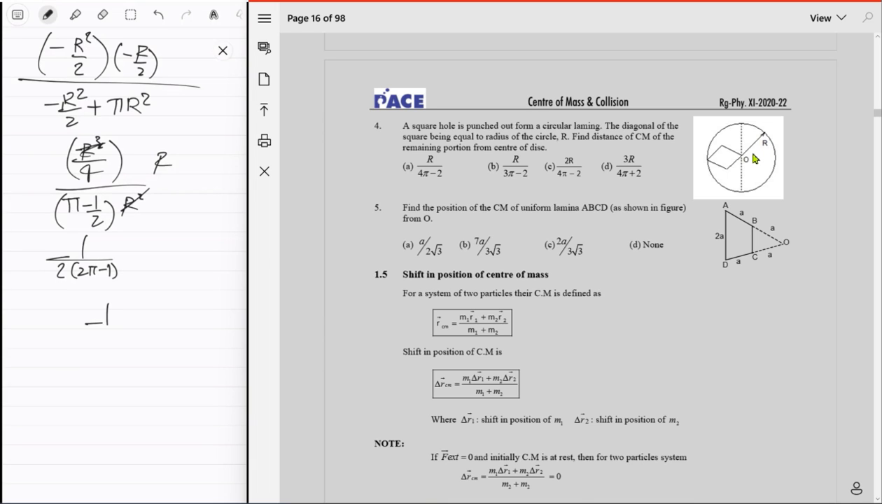Or you can just say 1 upon 4 pi minus 2 times r. Yeah, so A looks about right.